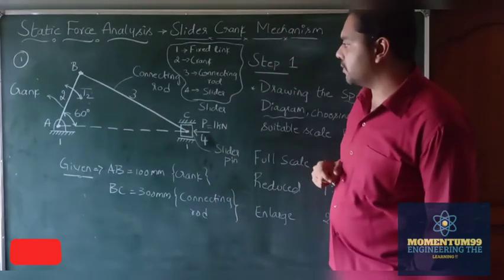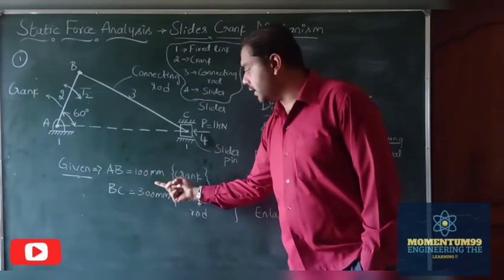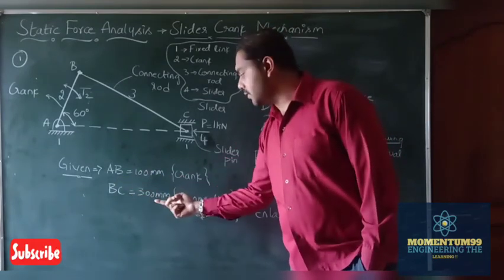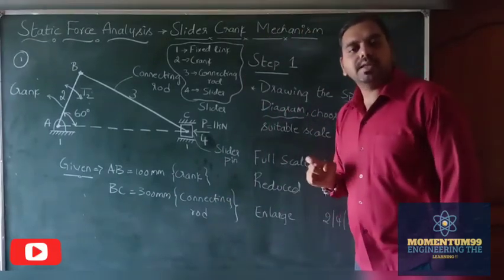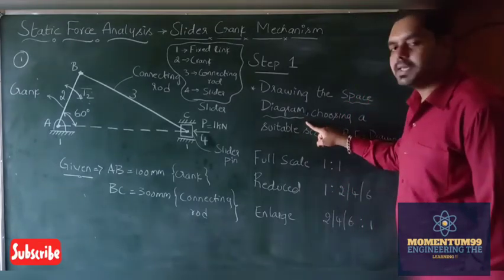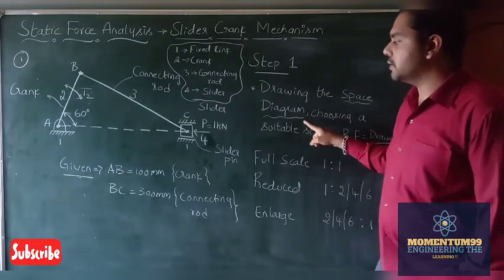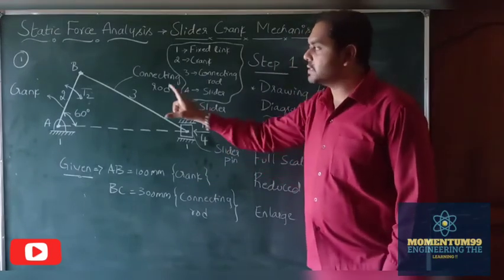Now, solving this problem, they have given the dimensions of the different links. The crank AB is equal to 100 mm. Next, the connecting rod BC is equal to 300 mm here. Now the first step in solving any static force analysis problem, we need to draw a diagram called the space diagram here. Space diagram is nothing but, according to the given dimensions and the external force, we need to draw this line diagram here.